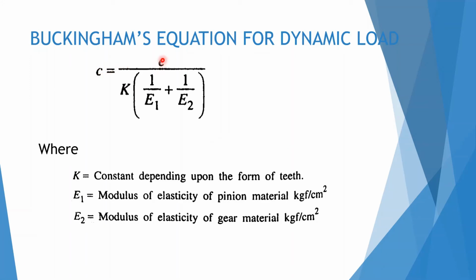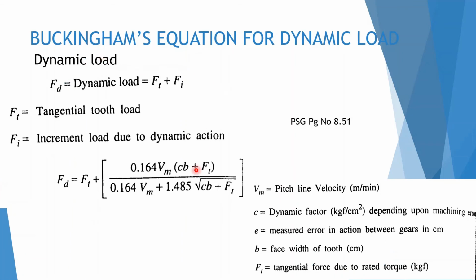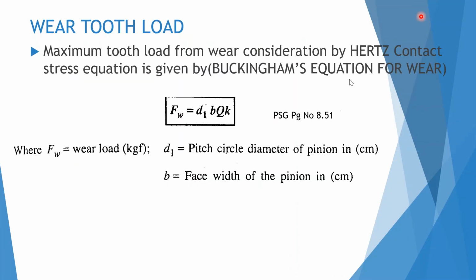Here C is equal to e / (K (1/E1 + 1/E2)), where E1 and E2 are the moduli of elasticity of pinion and gear respectively, in kilogram force per centimeter square, and K is a constant depending upon the form of the teeth. So by this equation we can calculate this C.